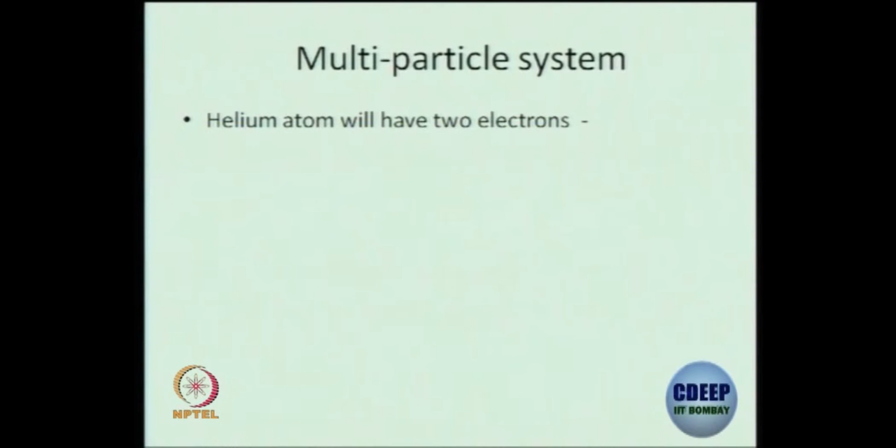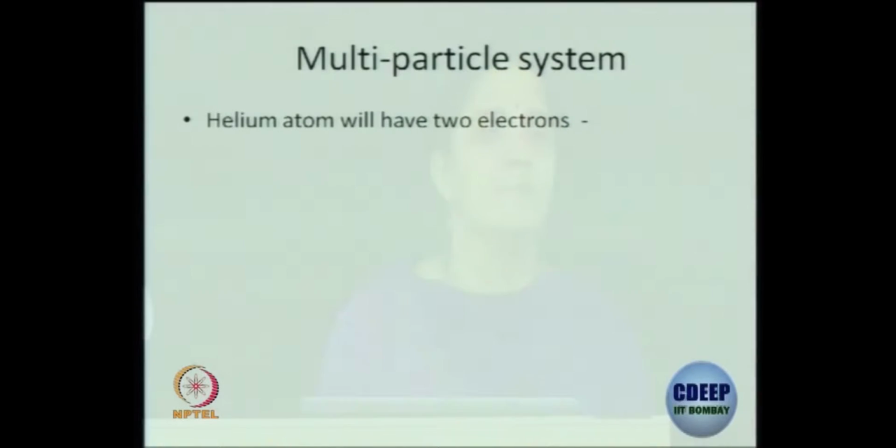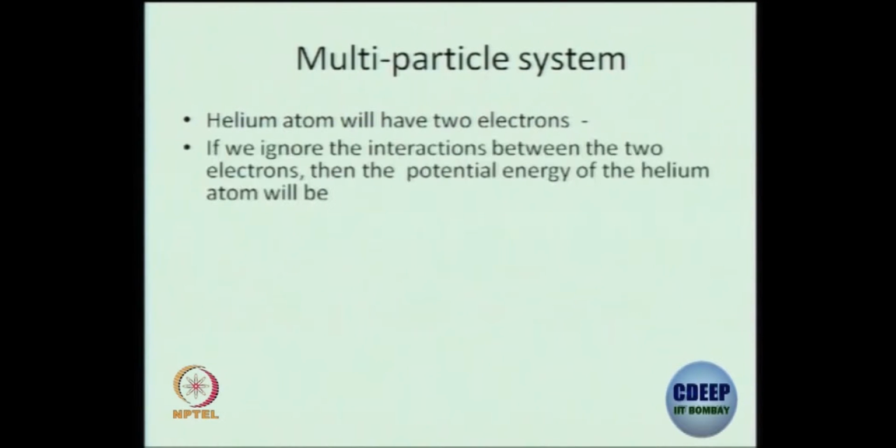But suppose you go to a helium atom or something, a multi-particle system. Helium atom has 2 electrons. Just to make the system simple, let's take them to be non-interacting. It's not quite correct. But whether they are interacting or non-interacting, what has to be obeyed?